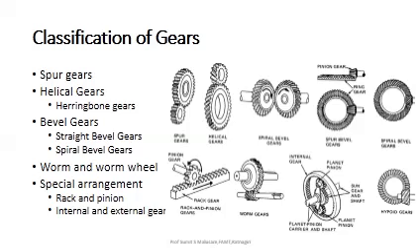Okay, classification of gears. Spur gears, helical gears, herringbone gears. Again, helical gears have a special condition, which is herringbone gears. Then bevel gears, straight bevel gears, spiral bevel gears, worm and wormwheel, and special arrangements like rack and pinion, and internal and external gearing. So we will see them one by one. First one, you will see the spur gear as shown. Second one is the helical gears.